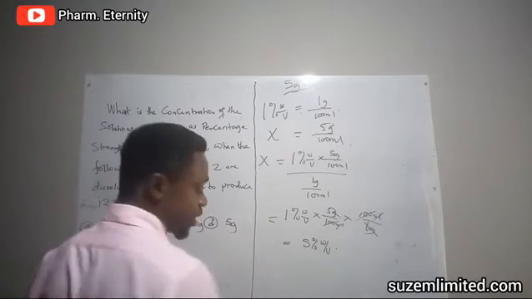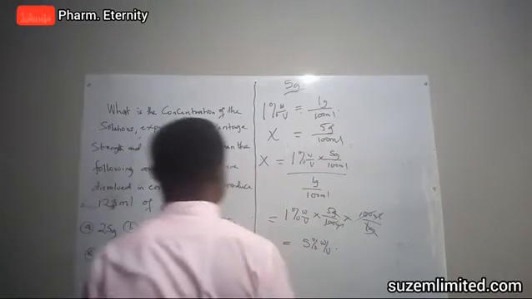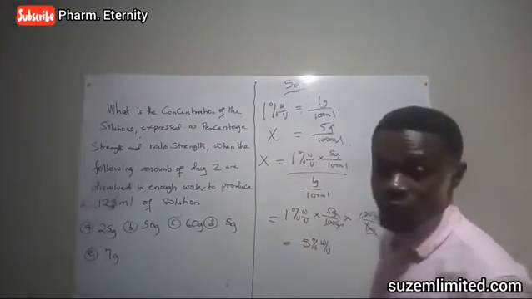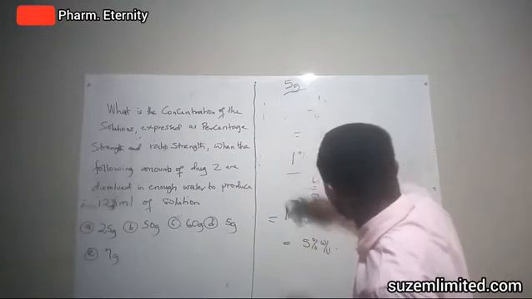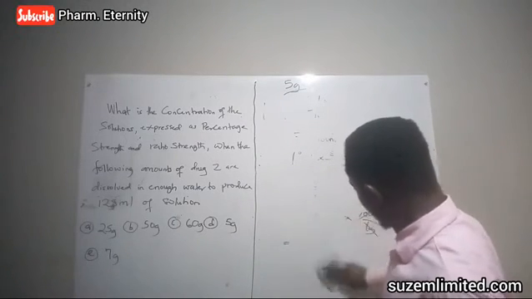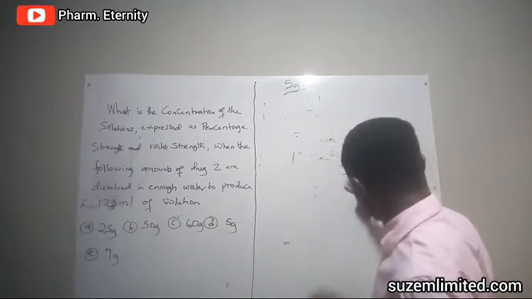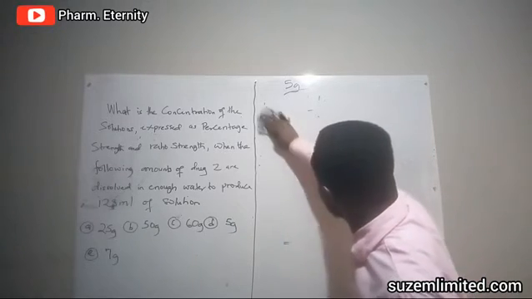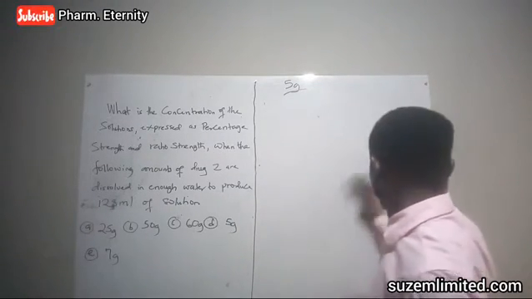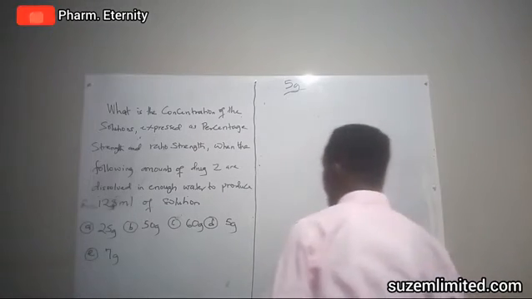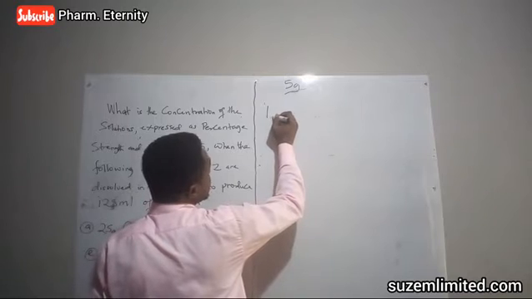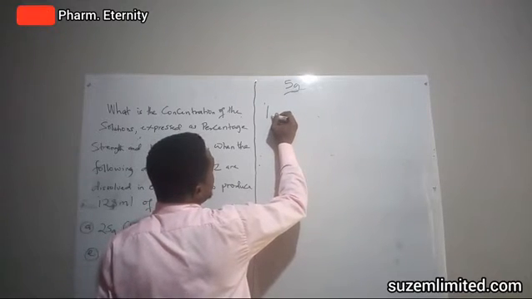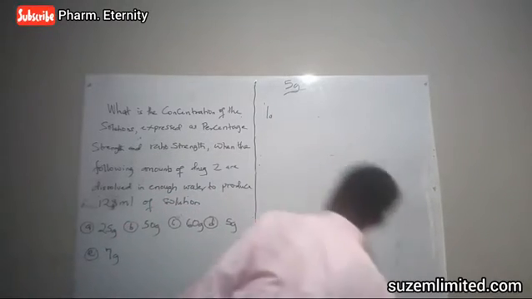Yeah, we got it. 5% weight per volume. So let's calculate the ratio strength. Let's go over to the ratio strength. Ratio strength. Recall that 1 gram.